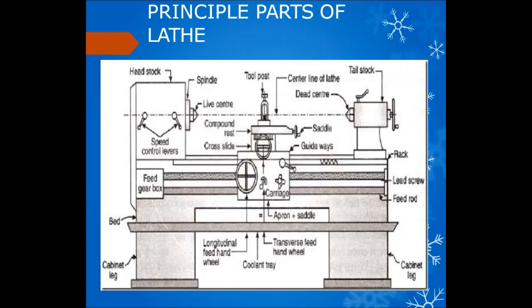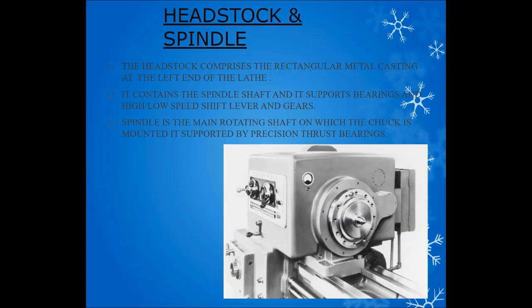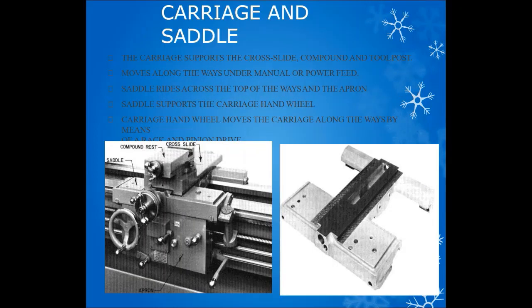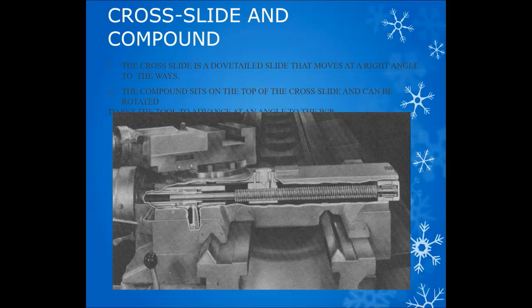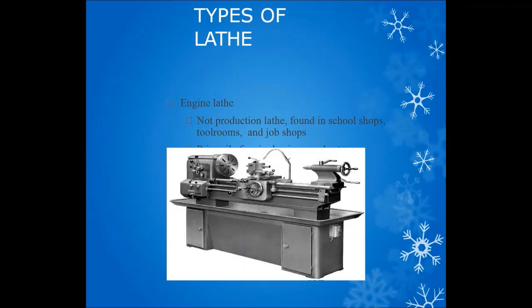Principal parts of a lathe: headstock, tailstock, cross slide, compound rest. The important points are the bed and the other things, headstock and spindle. The headstock is where we are handling the job. Carriage and spindle are used to hold the tool. Cross slide and compound slide are used to move to and fro and sideways. Then tool post and tools. Tool post is used to hold the tools for operations.